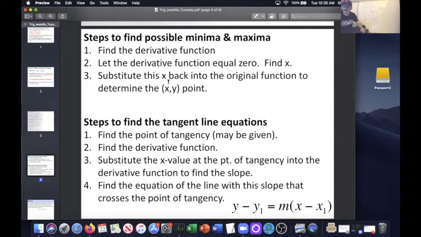So once you use the derivative function equal to 0 to find out where the tangent lines have slopes of 0, where they're horizontal, that gets you the x at that point. And then to find the y, you put the x back into the original function.